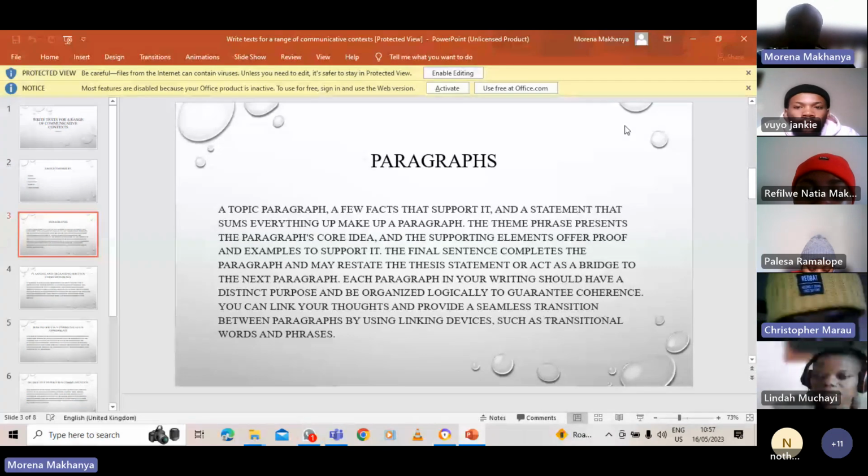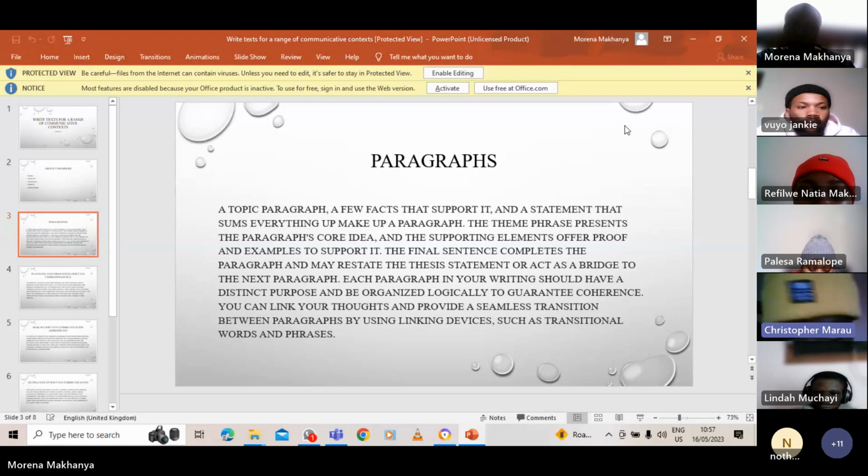Paragraphs. A topic paragraph, a few facts that support it, and a statement that sums everything up make up a paragraph. The theme phrase presents the paragraph's core idea and the supporting elements offer proof and examples to support it. The final sentence completes the paragraph and may restate the thesis statement or act as a bridge to the next paragraph.